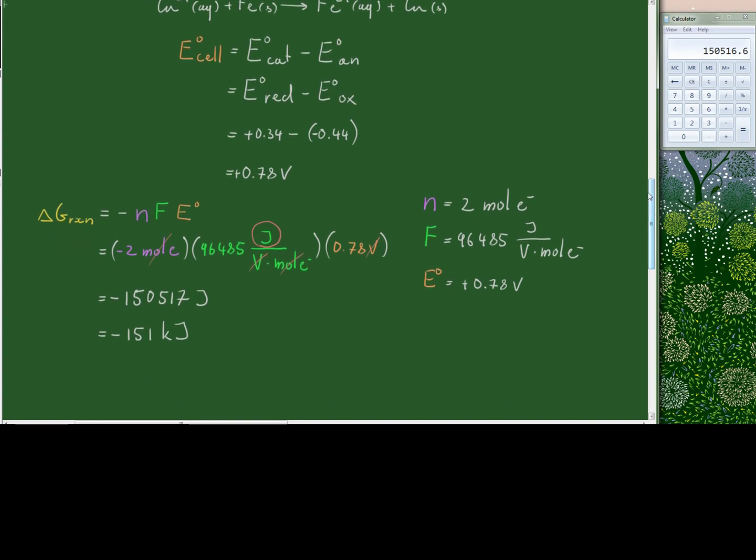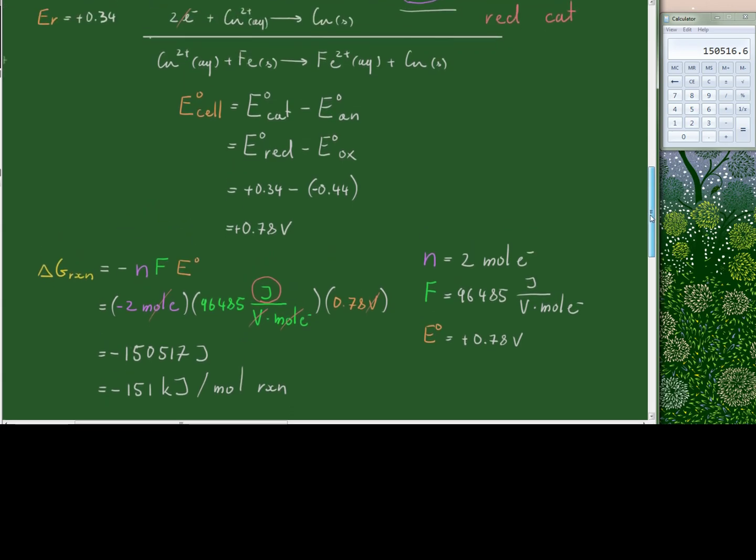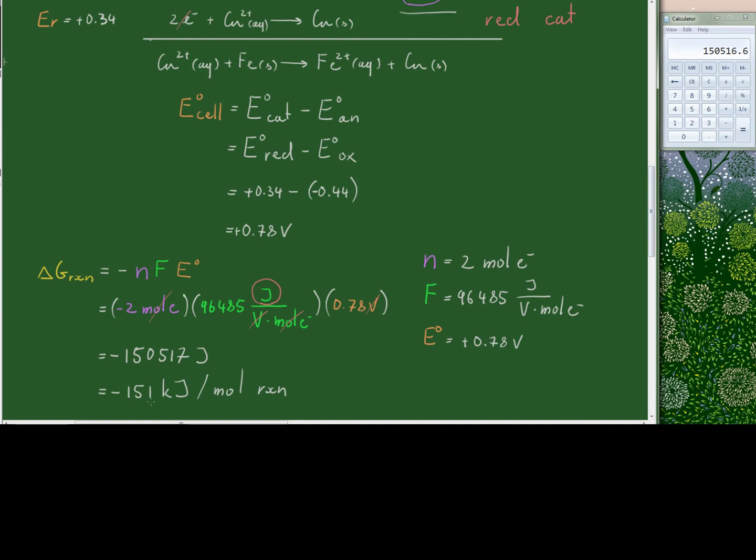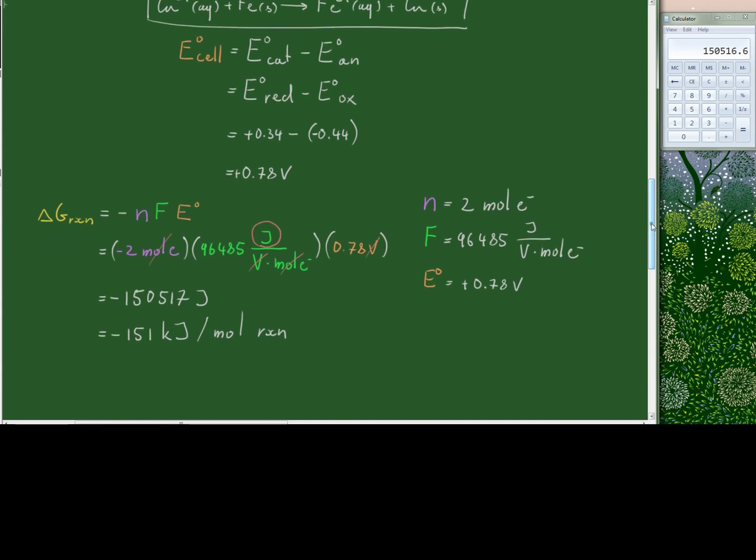Now sometimes you might see this number written also as per mole of reaction. What does that mean? Well, in essence, it just means that you will have negative 151 kilojoules for every mole of this whole reaction. Sometimes when we are lazy, we tend to forget this reaction and we just write negative 151 kilojoules per mole. So you need to be very clear about what this mole talks about. So it talks about mole of reaction.